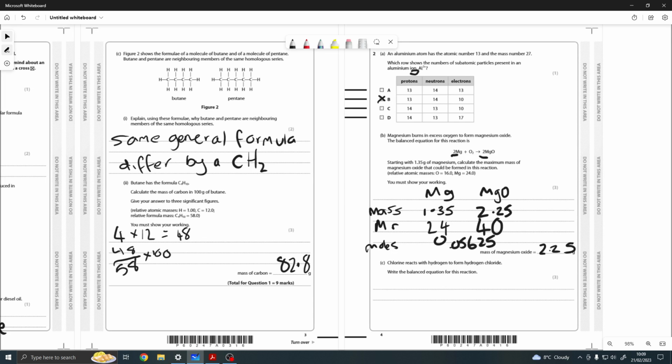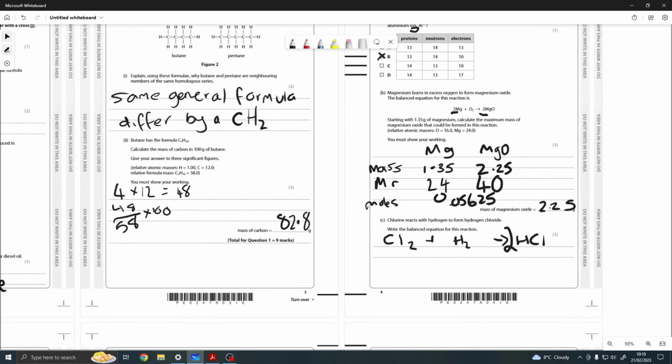Now, chlorine reacts with hydrogen to form hydrogen chloride. Write the balanced equation for this reaction. Okay, so we have Cl2 plus H2 making HCl. Now, how many chlorines? There are 2. Cl2 means 2. There's only one there, so I want a big 2 in front of that. Now, there are 2 H's and 2 H's. Sorted. That was easy enough, wasn't it?